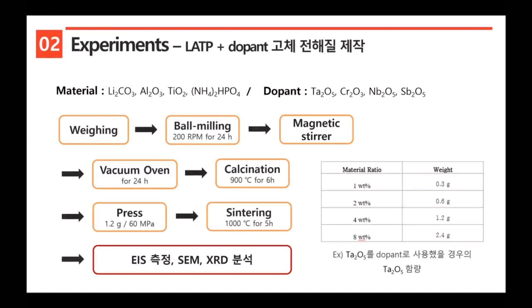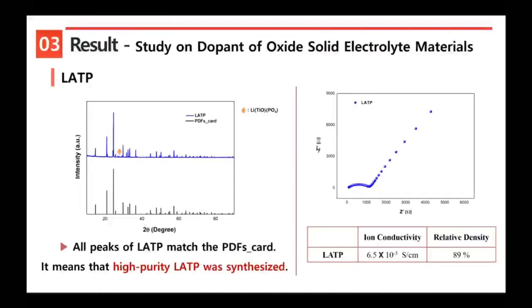Now, I will explain the result of the experiment. The data is XRD of basic LATP. The size of the secondary phase peak is so small, and the peak corresponding to LATP is large and clear, showing that high purity LATP was obtained.